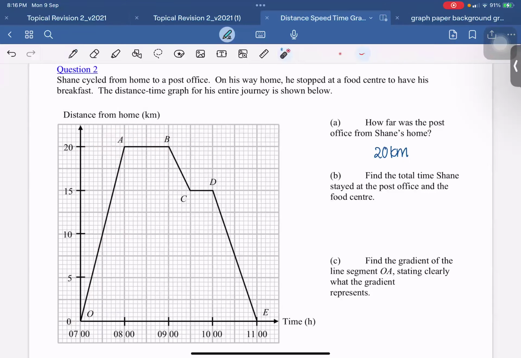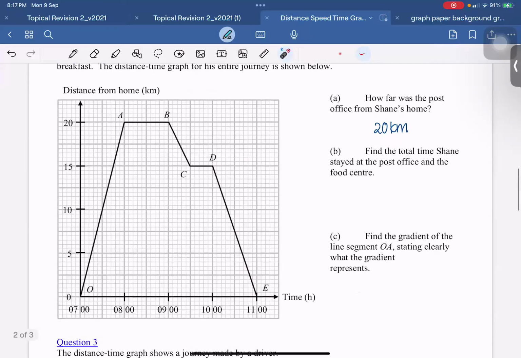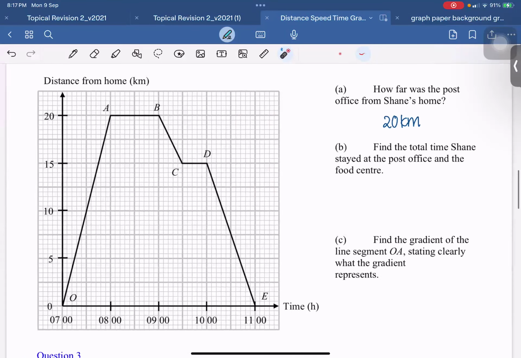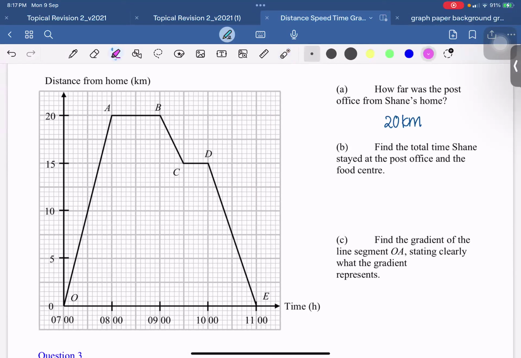Then on his way home, he stopped at a food center. So now what happened? You notice the distance drops, right? It's not that the speed is negative, but that the direction is different, he is coming home. So on his way home, he stopped by at the food center. So where is the food center? The food center is between C to D, this timing here. Okay, then to have his breakfast. Then after that, he travels home, correct? Find the total time Shane stayed at the post office and the food center. So they want the timing from here to here.